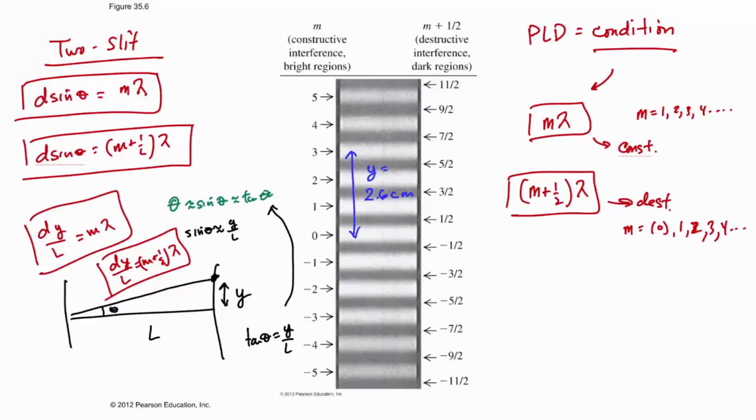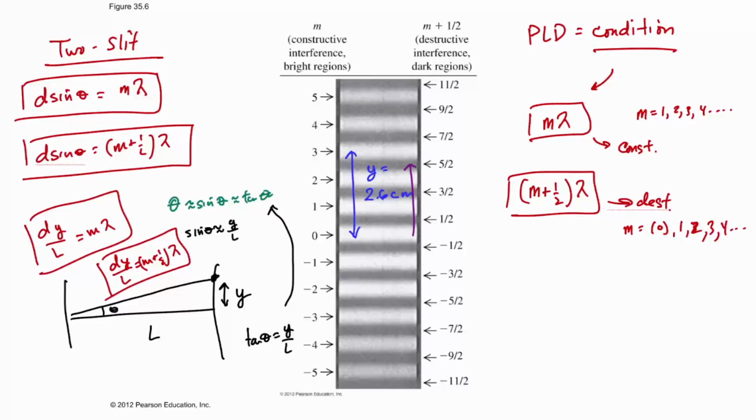And since it's a bright fringe, which equation are you going to use? M lambda, right? But if they instead told you the distance between the primary and the 5 halves, they'll call that the third dark fringe, then you know that you're using m plus a half, right? So y is how spread out the bright or dark spots are on the screen. L is the distance to the screen. And L is always going to be big, on the order of meters. And y is going to be on the order of millimeters, centimeters, stuff like that.